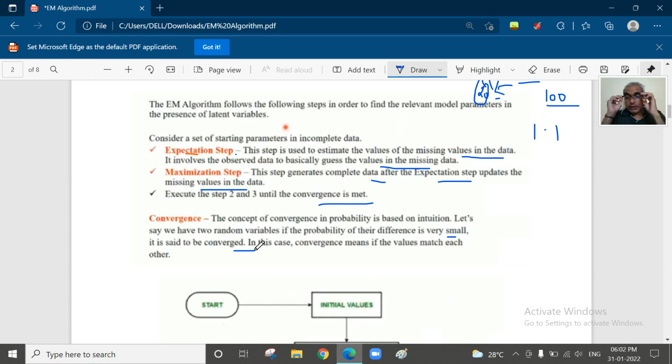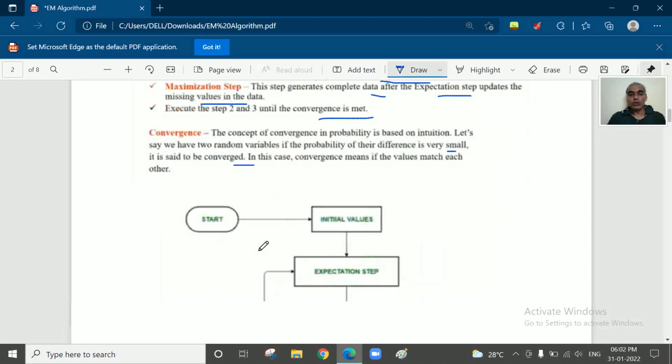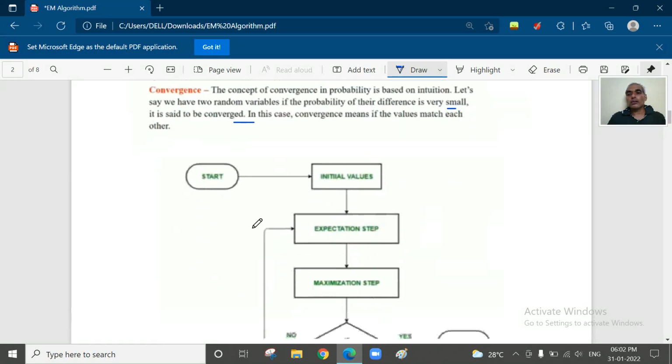So we have to see that whatever the probability we are trying to do, now it becomes very small. If it is small, errors will be small, and we are going to say that it is going to converge. So now we can try to draw a flowchart also for this algorithm.